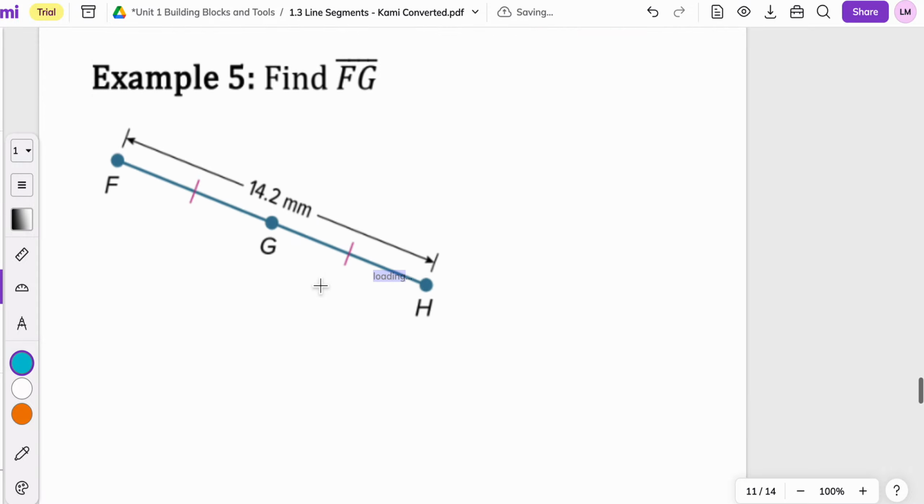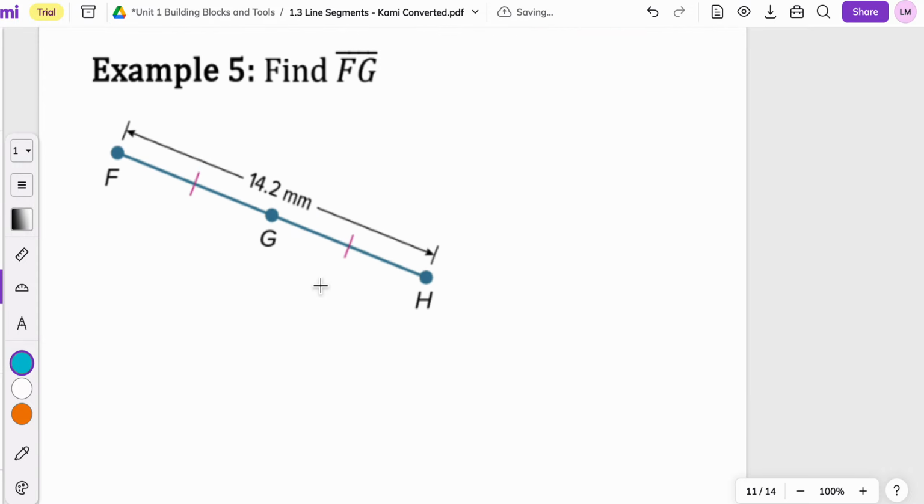Now we're going to use that information and try some examples. We have 3 more examples left, so let's go ahead and finish this out. We know that this line segment is being cut into 2 sides. We have F to G and G to H, and notice that they have the same 1 tick mark. So these should be equal to one another.